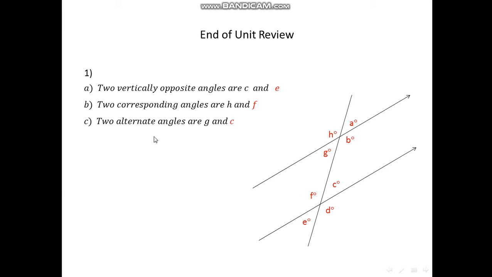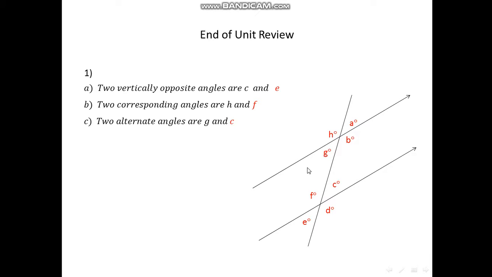Now see, 2 alternate angles are G and, so you have first to find G angle. Where is G angle? This is the G angle. Is alternate with which one? With this one, because they are in the same position but in different sides. This is in the left side of the intercept and this is in the right side of the intercept, but they are in the same position, thus they are alternate angles.